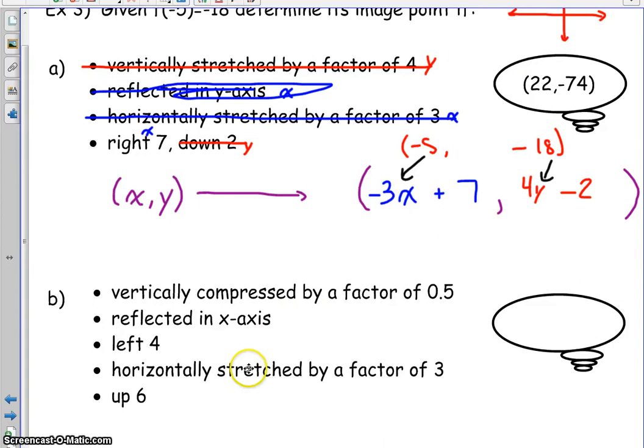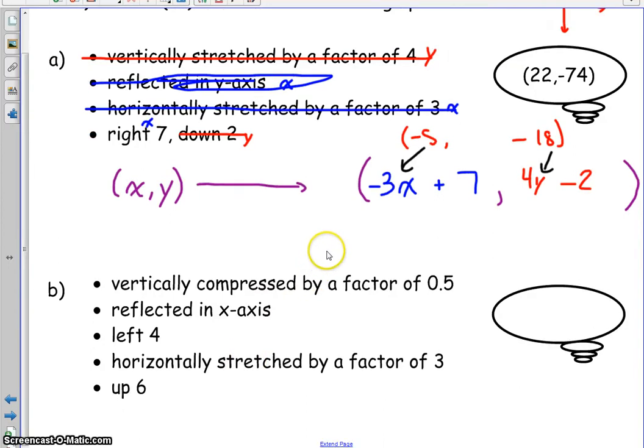Okay, so now what I'd like you guys to do is try B on your own. So try and take the same approach that I did here. Try and see which of these transformations affects the x values, which ones affect the y, and then use the correct order, the order that they're written, to create the mapping rule to find your image point.